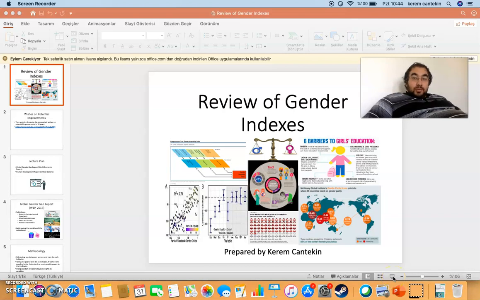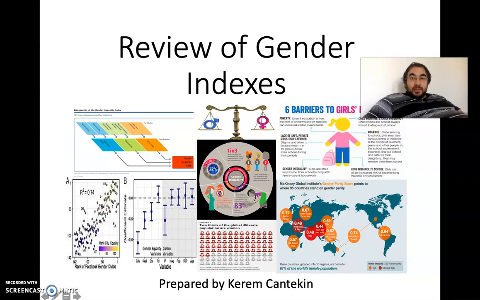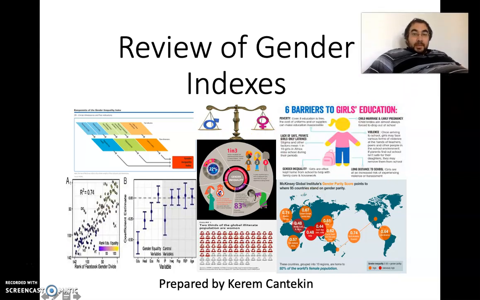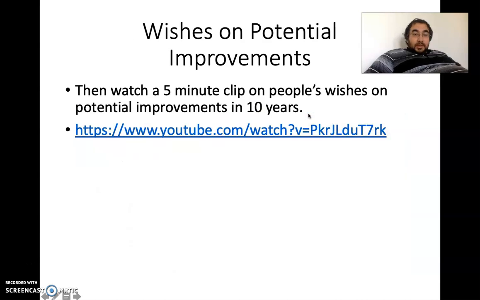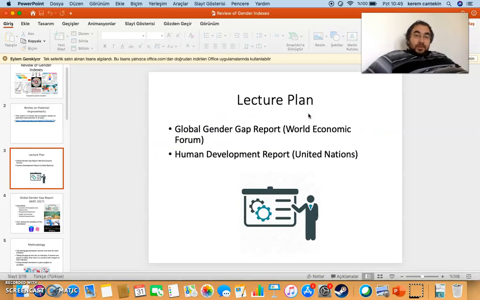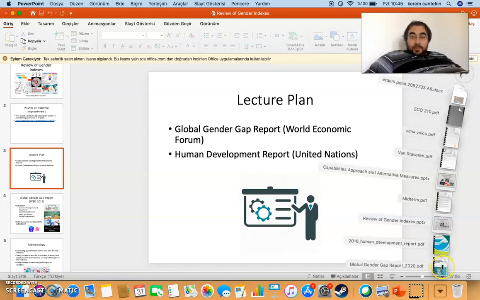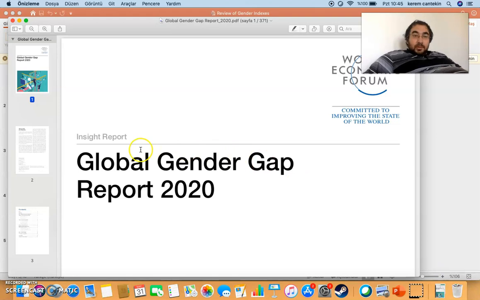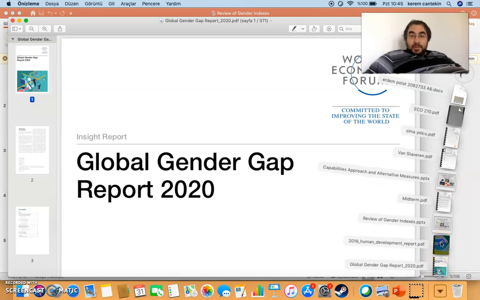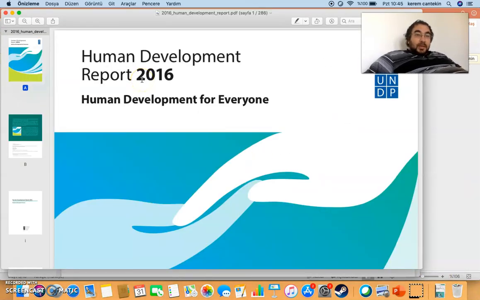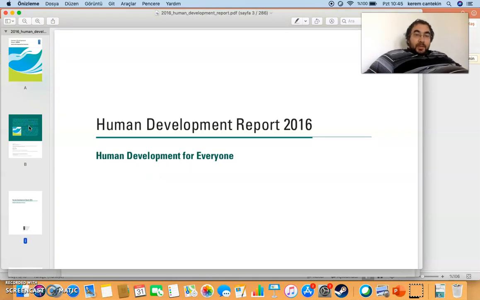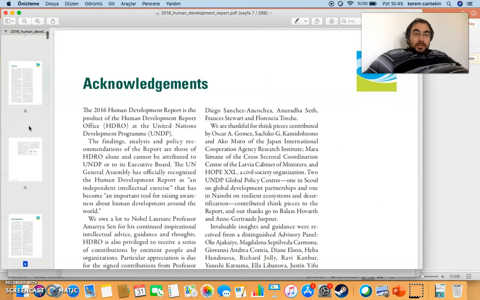Well, welcome to the lecture of Gender Economics course on the review of gender indexes. In this lecture, we are going to review two different gender reports. One of them is the Global Gender Gap Report of the World Economic Forum. The other one is UNDP's Development Report, where there are some tables related to gender.